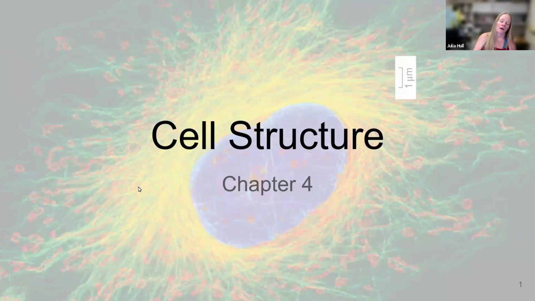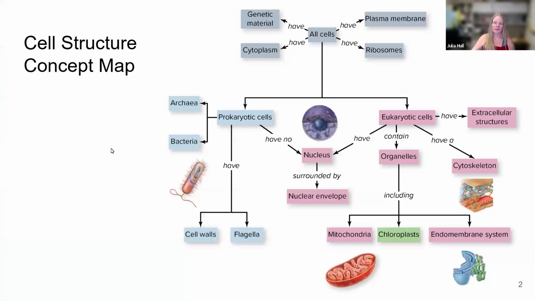All right, let's talk about chapter 4, and this is going to be our cell structure. So we're going to talk about these things. We'll talk about the 4 things that all cells have. They have DNA, cytoplasm, plasma membranes, which is a whole chapter talking about them, and ribosomes.